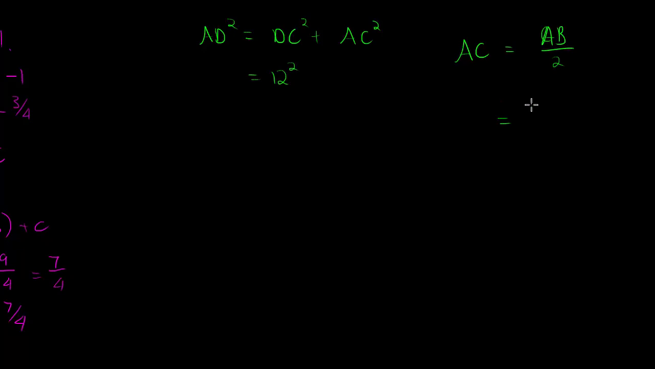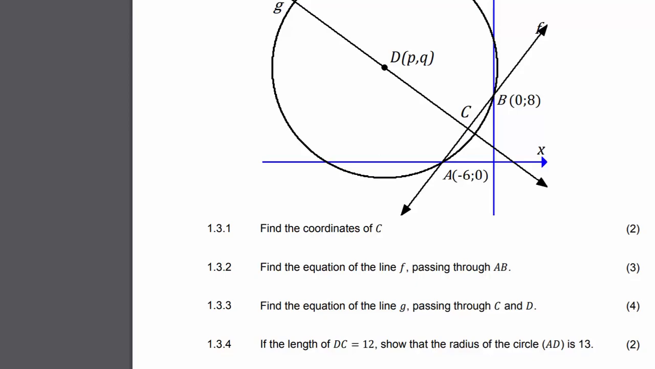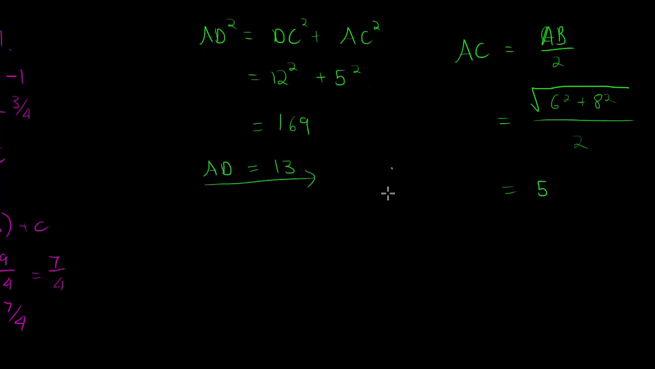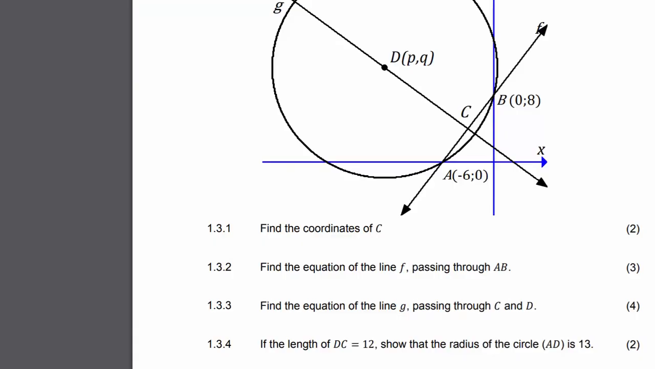And AB is the square root of 6 squared plus 8 squared, over 2. The 6 squared plus 8 squared is 64 plus 36 is 100. Square root of that is 10, divided by 2 is 5. So the length of AC is 5. So plus 5 squared. 144 plus 25 is 169. The square root of that, AD, is 13. So that is the radius of the circle.